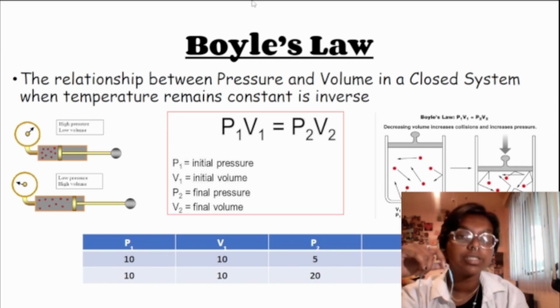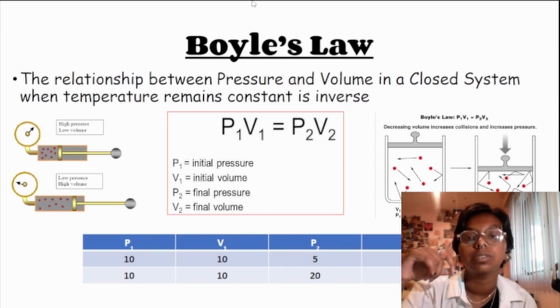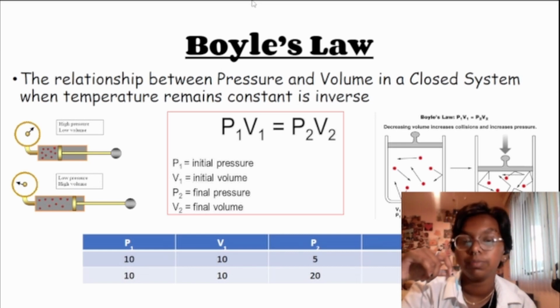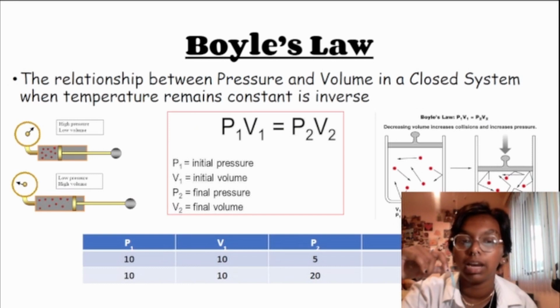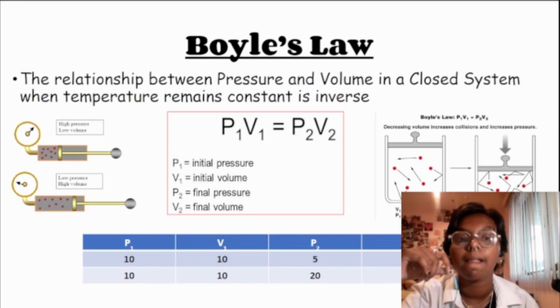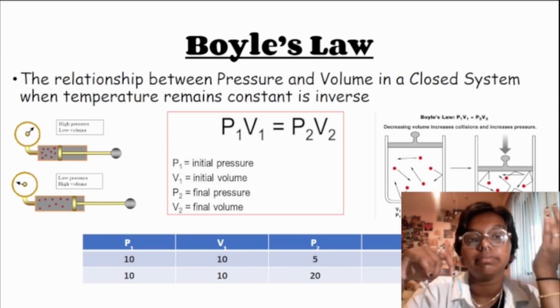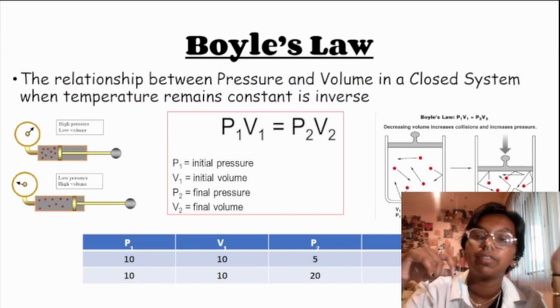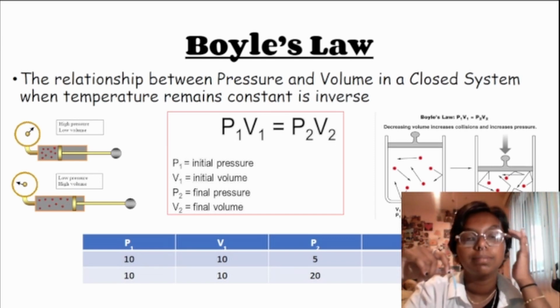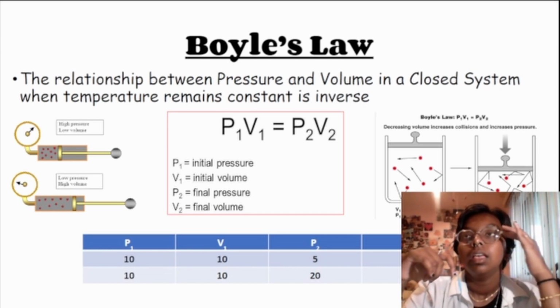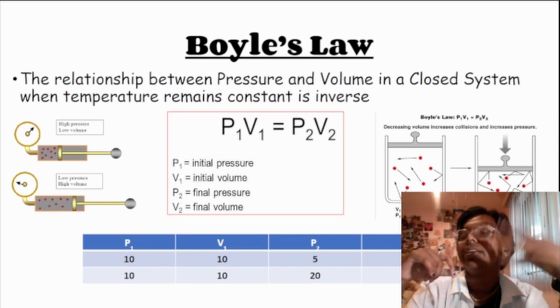And the equation for Boyle's law is initial pressure multiplied by initial volume is equal to final pressure multiplied by final volume, P1V1 = P2V2. Then you just plug in the numbers and solve for whatever the missing thing is, because math. But yeah, pretty much in Boyle's law, pressure and volume have an inverse relationship.